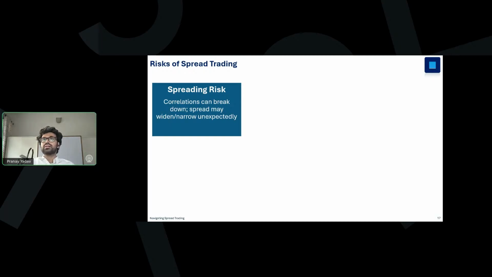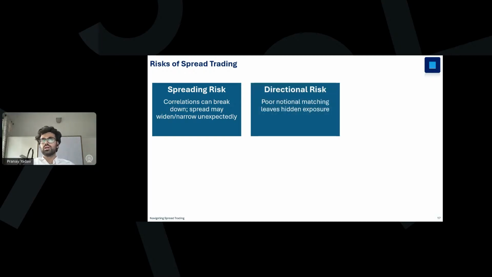That means that when that broader macro condition that was at play does revert, it can cause the spread to move unexpectedly. It can cause the spread to move in a way that your initial assumptions of take profit or stop loss did not account for. Next type of risk is directional risk. This is something I also alluded to previously, but it results from the fact that there can be poor notional matching between the two legs. That means that when one of your legs is not entirely matched in notional terms to your other leg, it can leave you with a certain amount of hidden exposure.